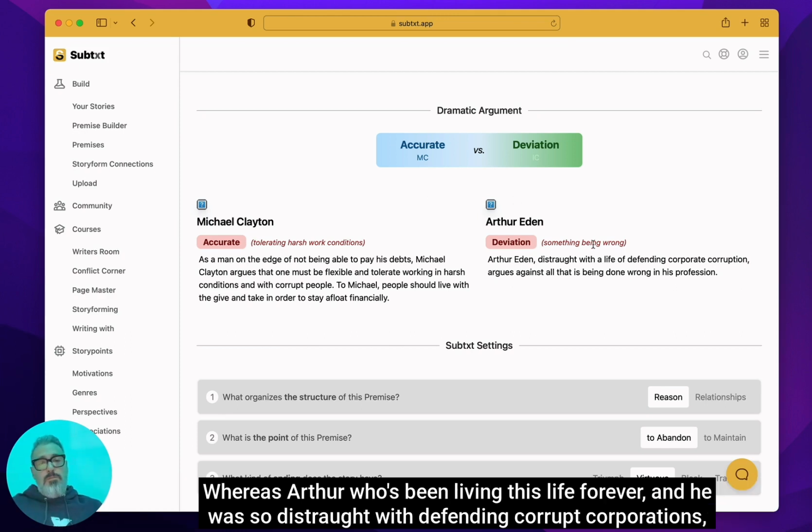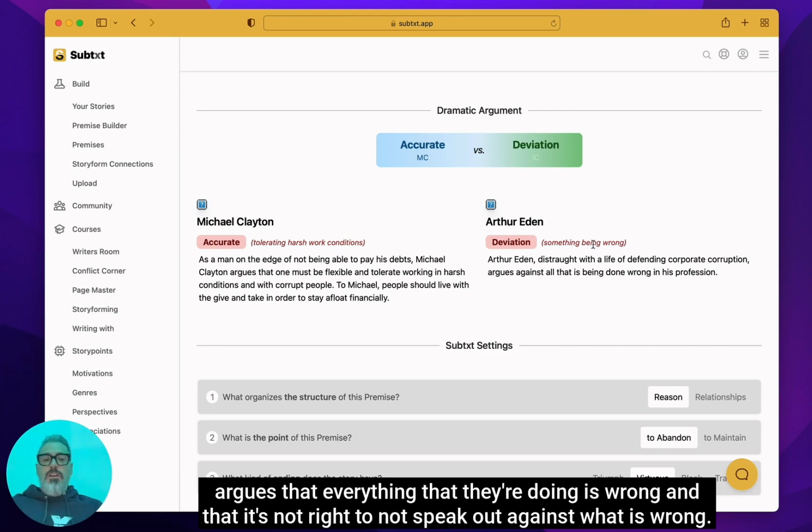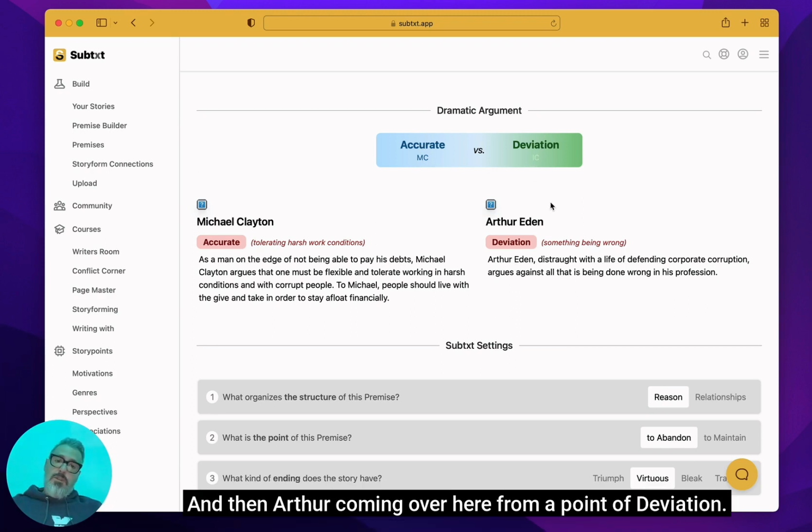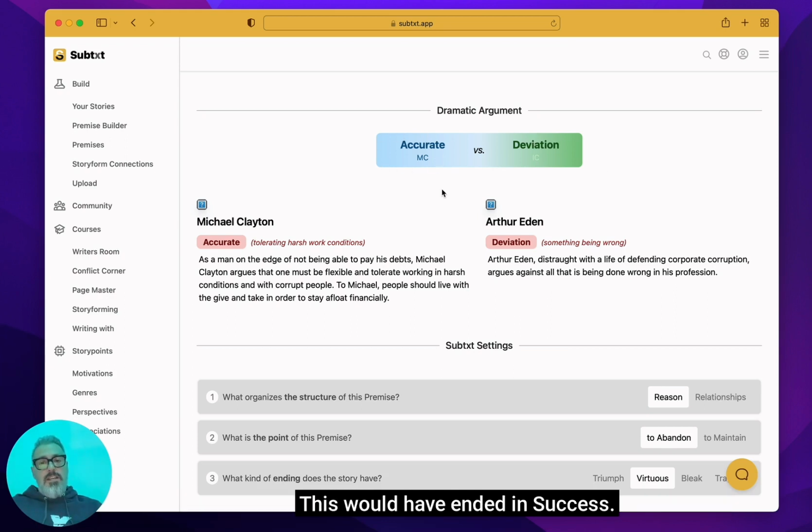Whereas Arthur, who's been living this life forever and who's so distraught with defending corrupt corporations, argues that everything they're doing is wrong and that it's not right to not speak out against what is wrong. This goes back and forth with Michael really arguing from a point of view of accurate, and then Arthur coming over here from a point of deviation. This would have ended in success.